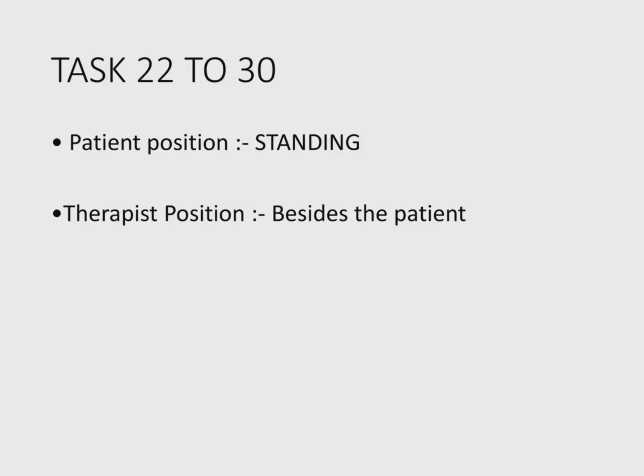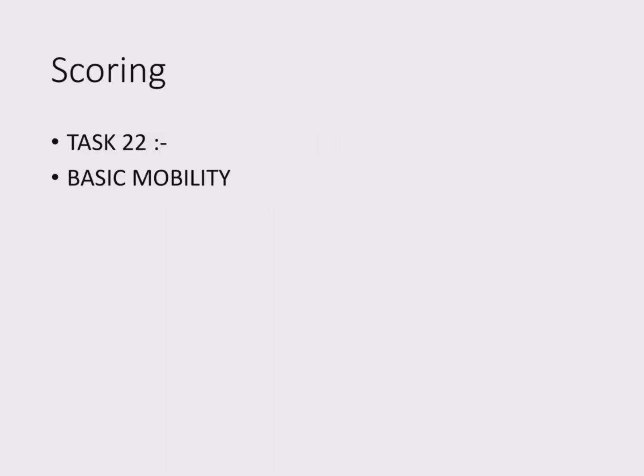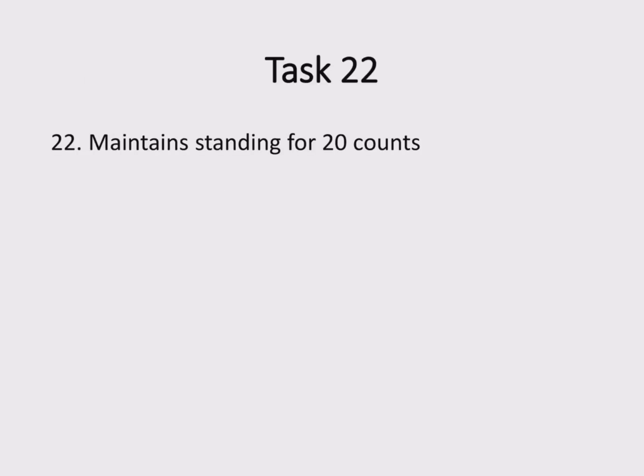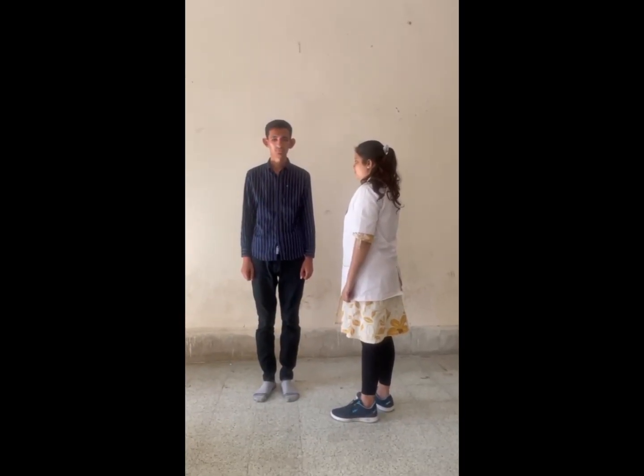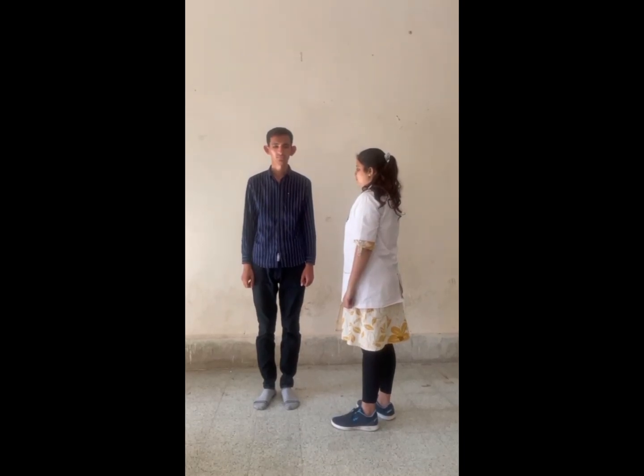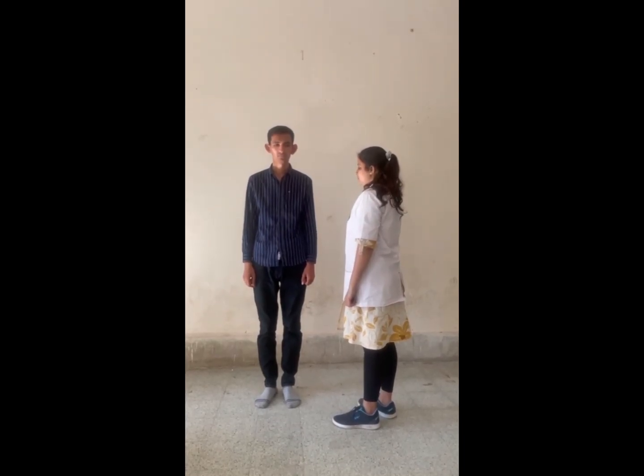For task 22 to 30, patient position is standing and therapist position is beside the patient. For task 22, scoring is given according to basic mobility scoring system. Task 22. Maintains standing for 20 counts. Ask patient to please stand on the spot while I count to 20.